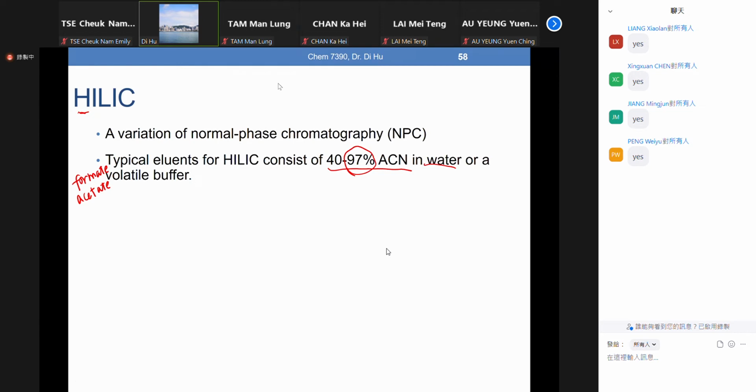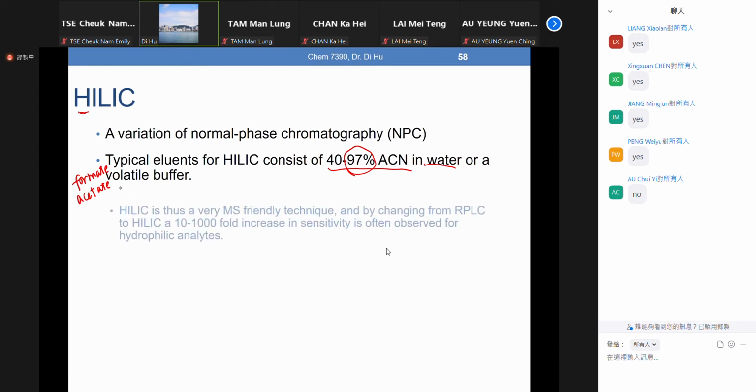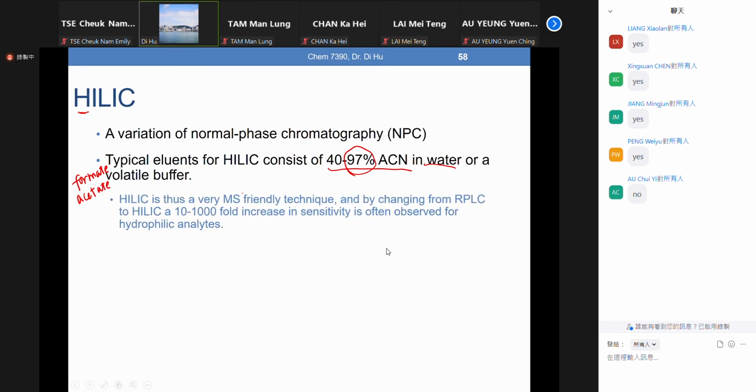Remember we mentioned the different buffers last week. So how about the phosphate buffer you usually use for HPLC? No, very good, thank you. No, because it's not really volatile, okay? So it's not good when you're using the LC system to connect with a mass spectrometer. So we use formate or acetate, or formic acid, acetic acid. Those are good too, okay?